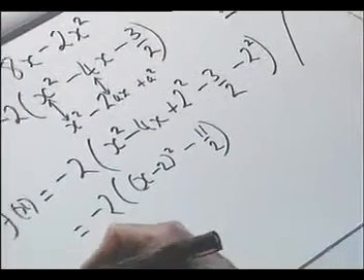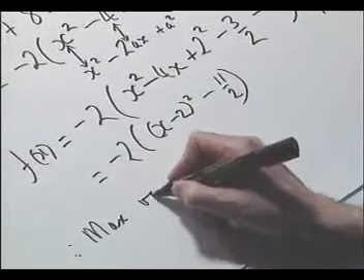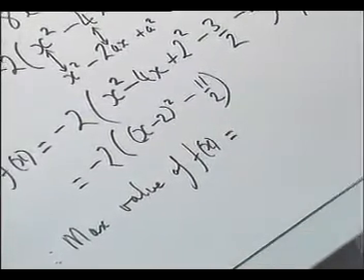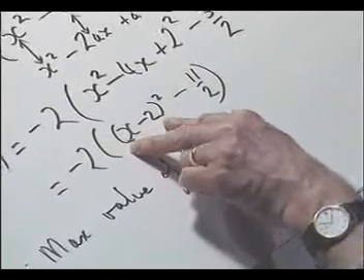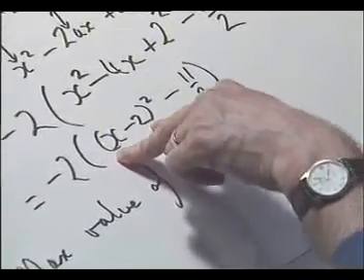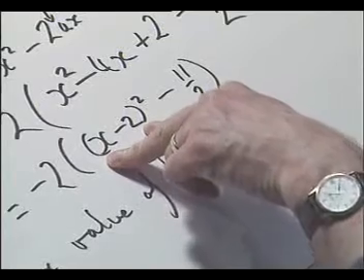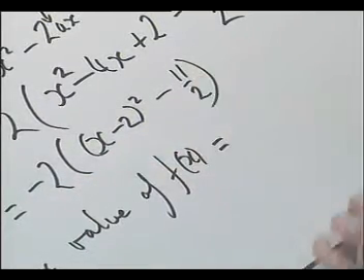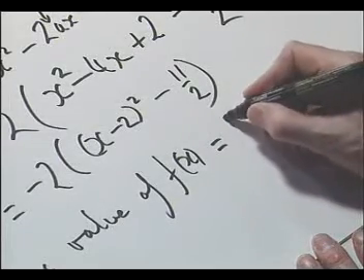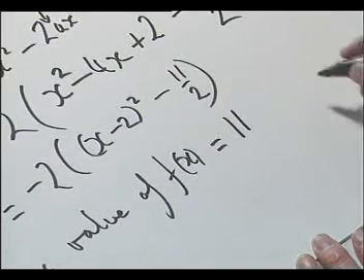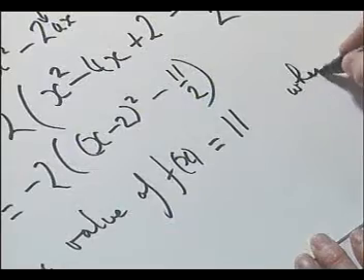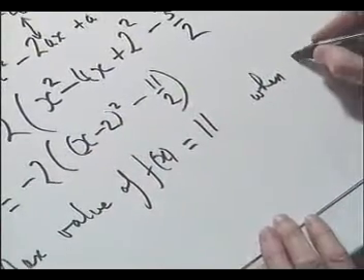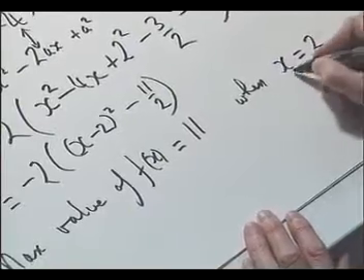And so therefore, the maximum value of f of x will occur when this square term is equal to 0, because the square term can never be less than 0. And so we have minus 2 times minus 11, and altogether that gives us plus 11, and it will occur when this is equal to 0. In other words, when x equals 2.